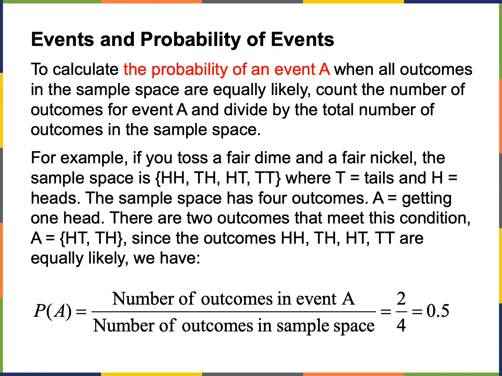Or both are tails. There are no other outcomes. So you have 4 possible outcomes, where T is tails and H is heads. So this sample space has 4 outcomes.